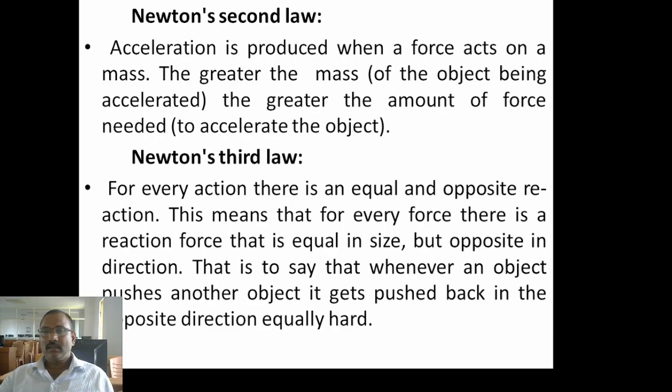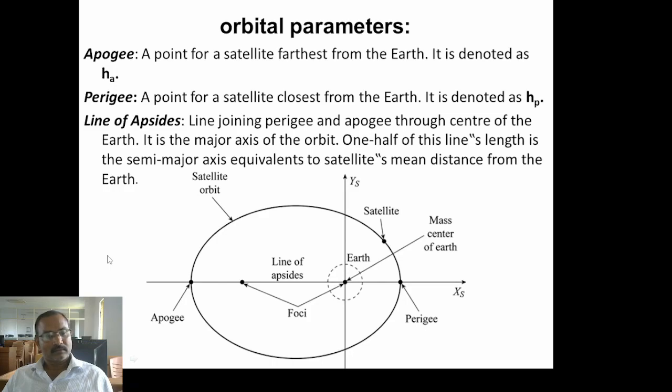Next we can see the orbital parameters. The orbital parameters are very important knowledge. First thing is apogee. Apogee is the point at which a satellite is farthest from the Earth, or you can say a point for a satellite far away from the Earth. So in the diagram, this is apogee.